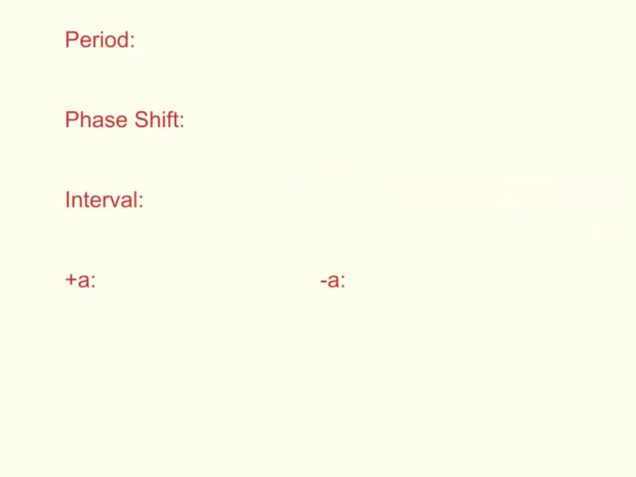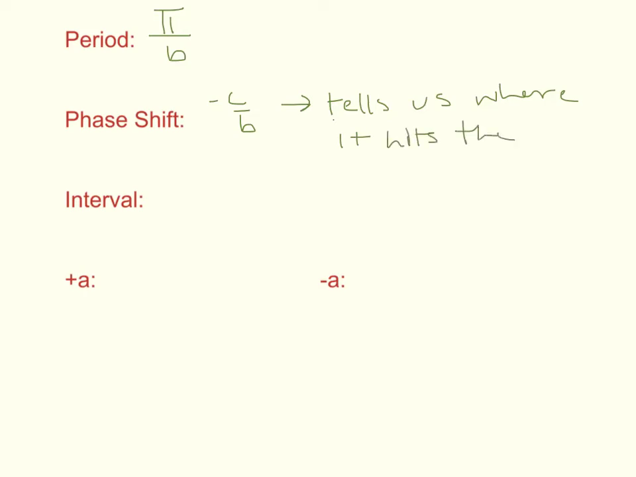As far as graphing the tangent function, we're going to need three things. The first thing is the period. In order to find the period, it's going to be pi over b. The phase shift, so how it's being shifted left to right, is going to be negative c over b. So the phase shift is going to tell us where it crosses the x-axis.